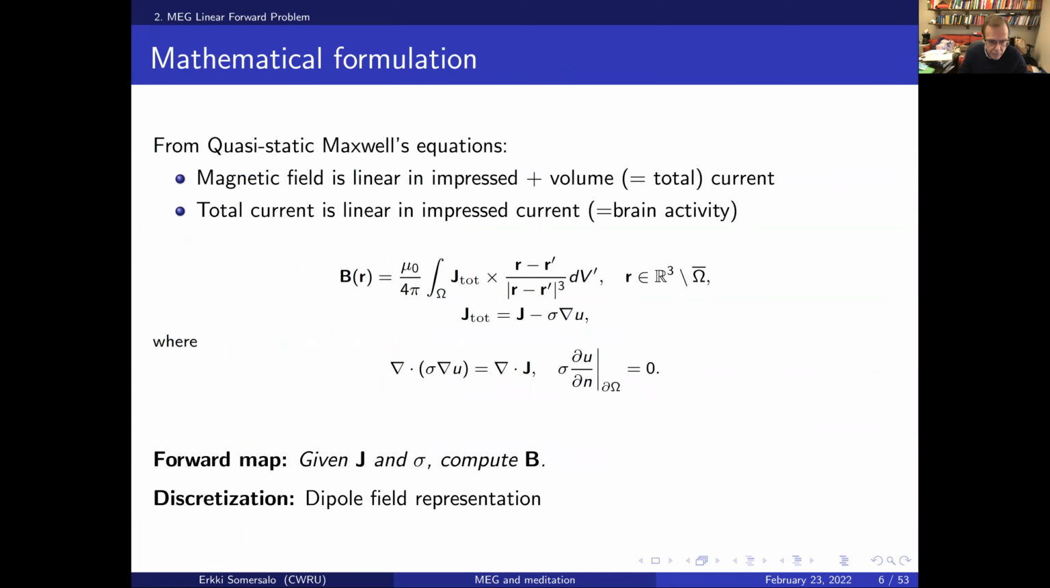So there are, of course, lots of solvers available for MEG, but we found that they were not doing what we really wanted. And so we started to look at our own solver.